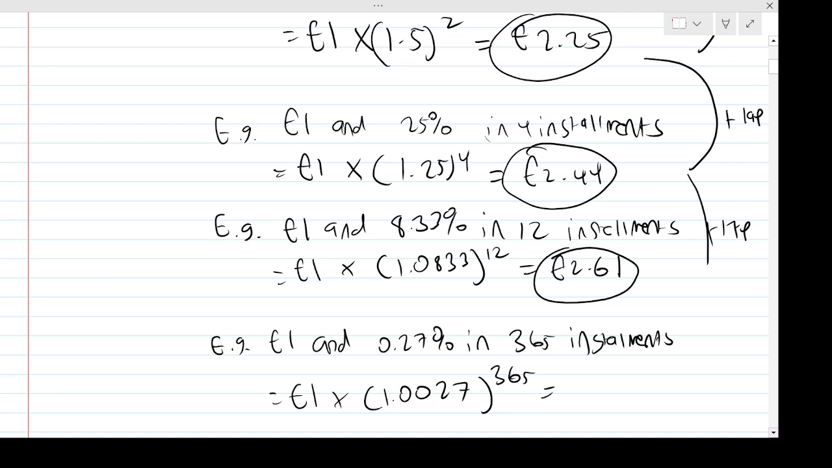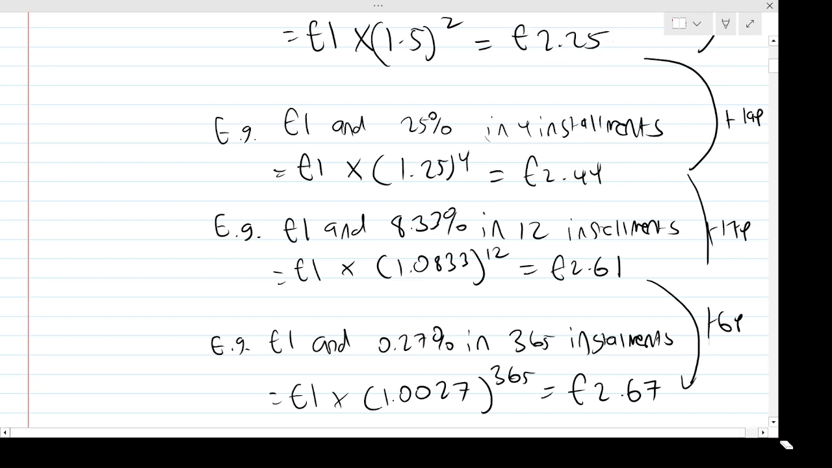So if I do that, I get £2.67. So actually you can notice the increase has really dropped off now. From £2.61 to £2.67, that's only a 6p increase. So it's actually starting to fizzle out now. Hopefully you can spot that I get more money overall simply if I split it into more installments, but it's starting to become less effective, right?